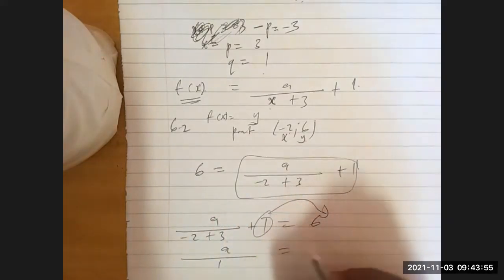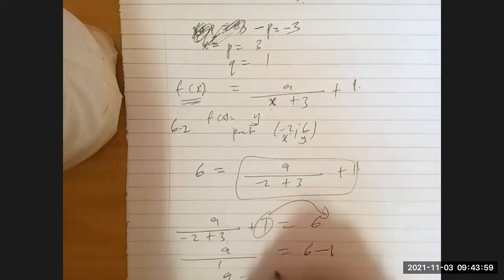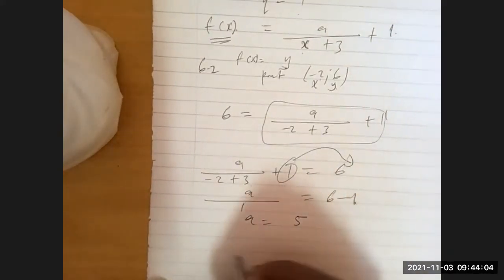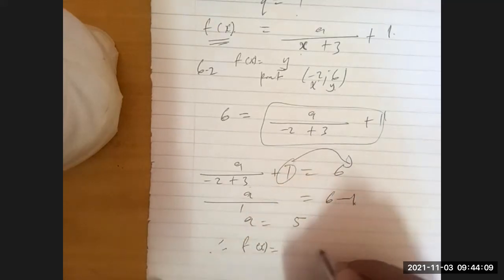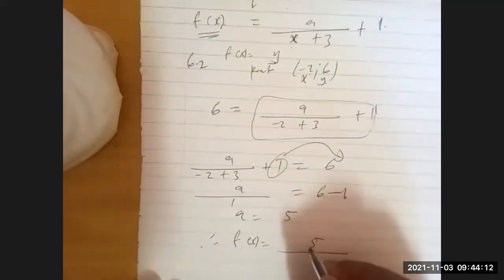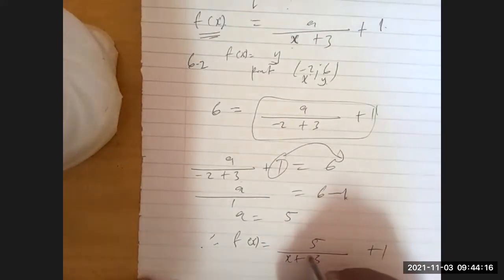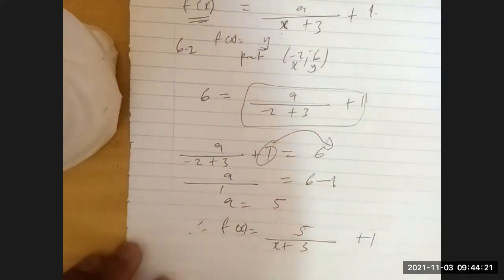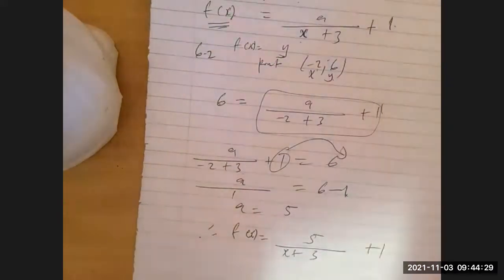And then a is going to be equal to what? 6 minus 1. So a is equal to 6 minus 1, which is 5. So therefore it means that now we have the graph of f of x, which is 5 over x plus 3, plus 1. We now know the graph of f of x. So that is it. Now, that was question number 6.2. Now let's move on.